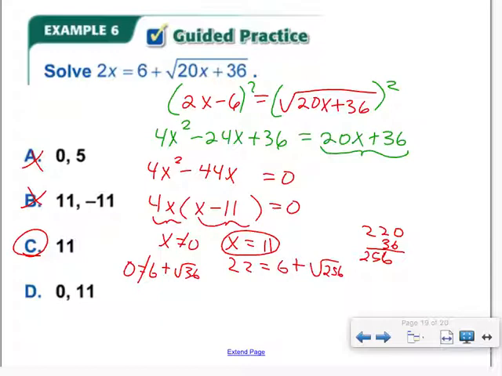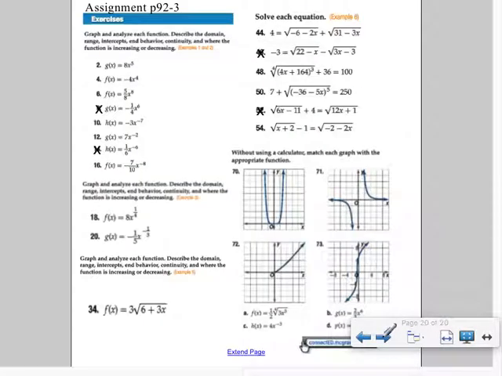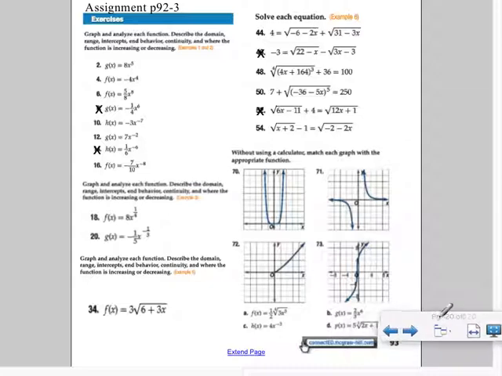Okay, now let's look real quick at what the assignment is. Please make sure that yours has crossed out what I crossed out. So I crossed out 8, 14, 46, and 52. Okay? And then this assignment is not due until the end of class on Monday. So it's due at the end of the next class.